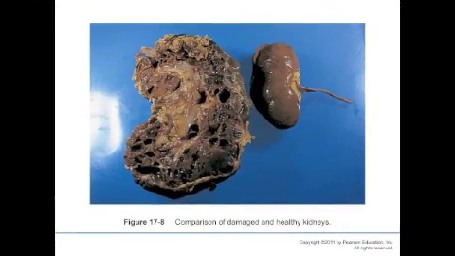Figure 17-8 that comes from page 441 of your textbook shows a side-by-side comparison of a damaged kidney and a healthy kidney. And I think it's pretty obvious that there's something terribly wrong with the kidney that's on the left.